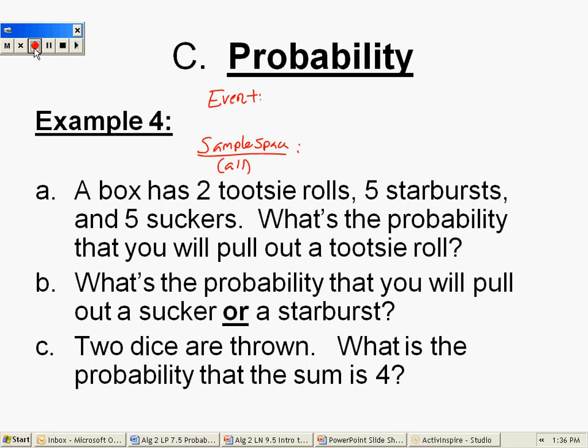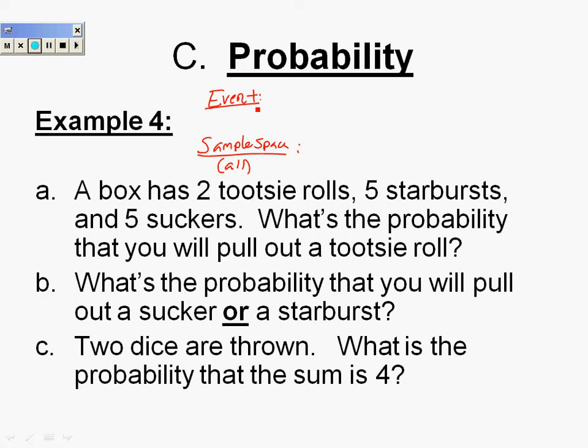Okay, so 2 dice are thrown. What is the probability that the sum is 4? So now let's stop and think. What's the event? What is the thing I'm trying to find the probability of? That the sum equals 4. So look at your chart. We're talking about sums, so you can look at the chart I printed out for you. How many ways can you get a 4? 3. There's 3 ways to get a 4. 1 plus 3, 3 plus 1, or 2 plus 2, right?